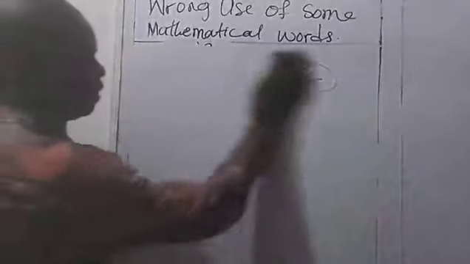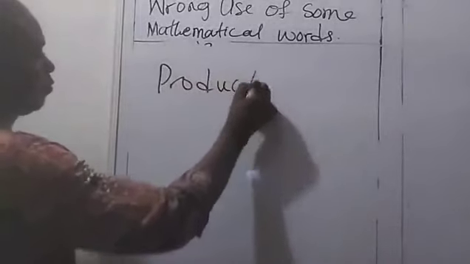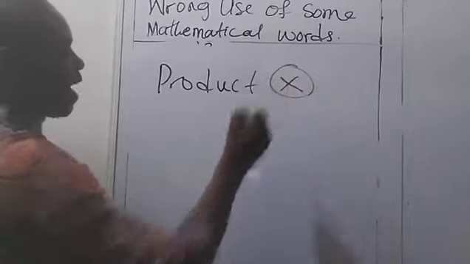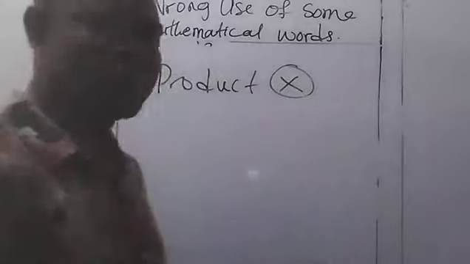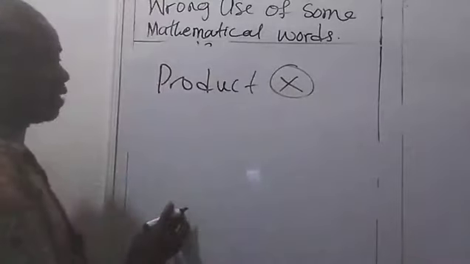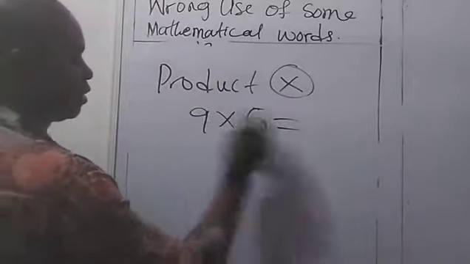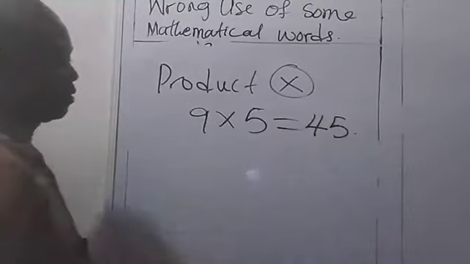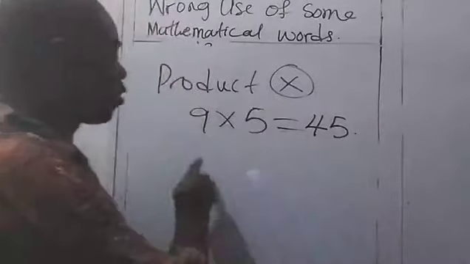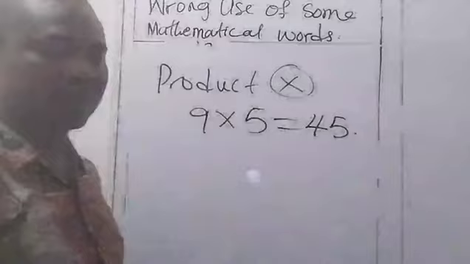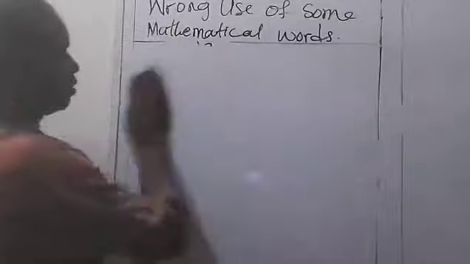Again, the next one is product. The word product does not mean times, but the word product means the answer gotten after the operation has taken place. It means if you say 9 times 5, the answer is 45. So the product is 45. The product of 9 and 5 is 45. Product does not mean 9 times 5. No. Please let us take note of that.